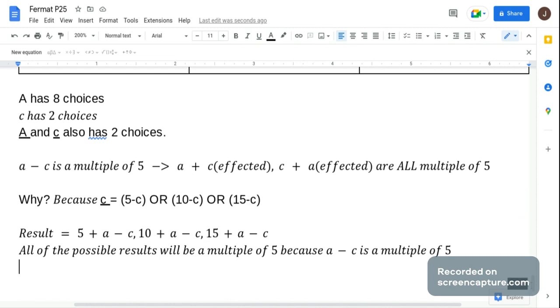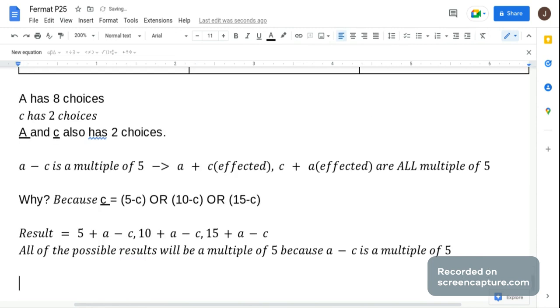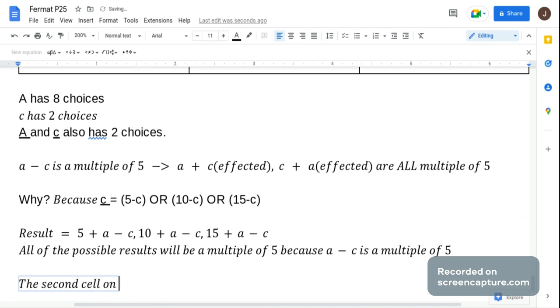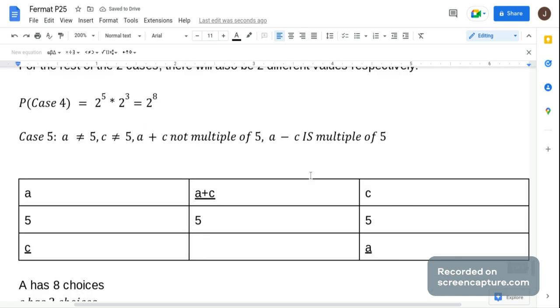So those two empty cells can only be filled as 5. However, this one, the second cell on the bottom, can have 2 values because A plus C affected is not a multiple of 5. This one is not a multiple of 5.